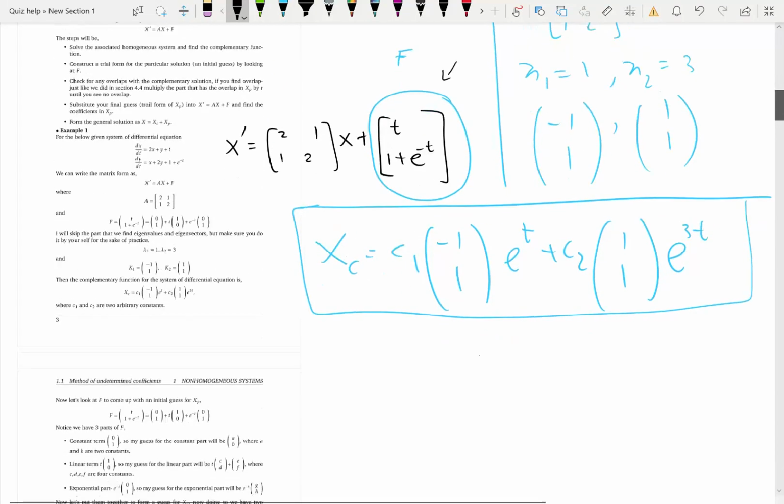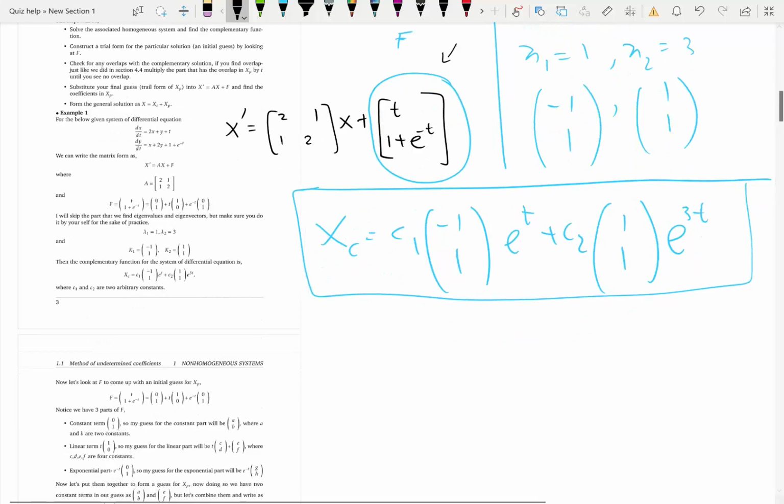So what you have to do is identify what type of functions you have in that non-homogeneous vector part, because this is a vector. What type of different functions do you have? You have 3 types of functions. Carefully look. T, e to the negative t, constant.